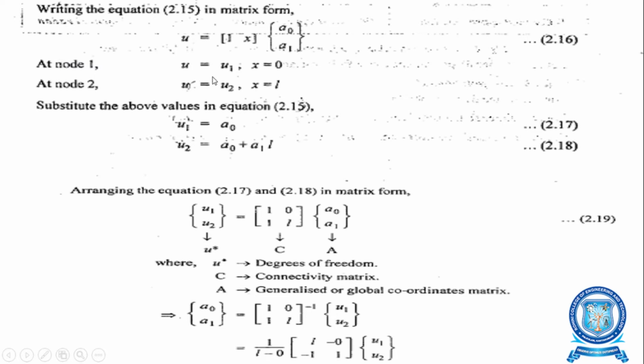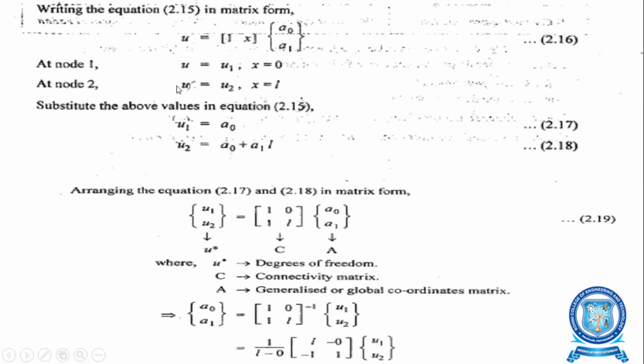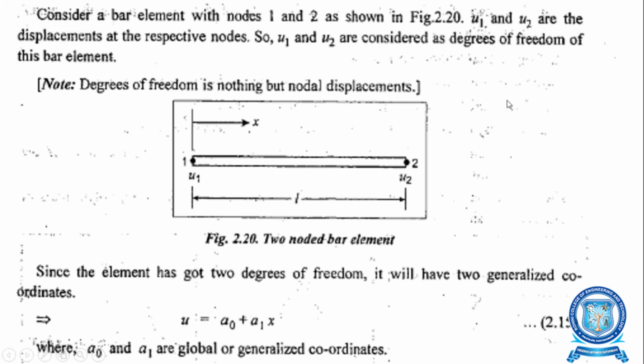At node 1, u is equal to u1 and x is equal to 0, and at node 2, u is equal to u2 and x is equal to L. Now substitute these values in the above equation.